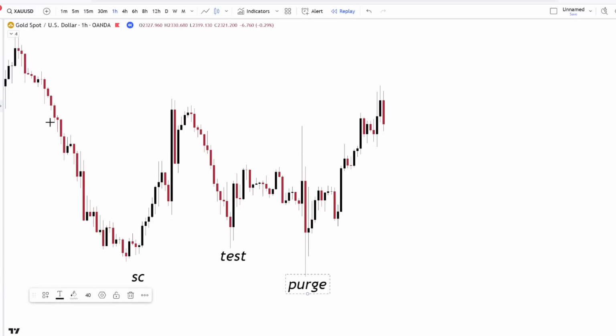And this would be our RTO, return to origin. So that's another way to look at it. So let's look at the next example.